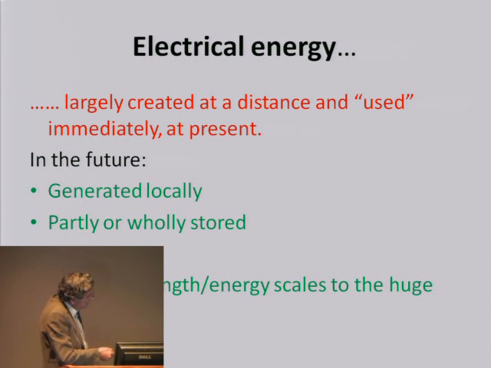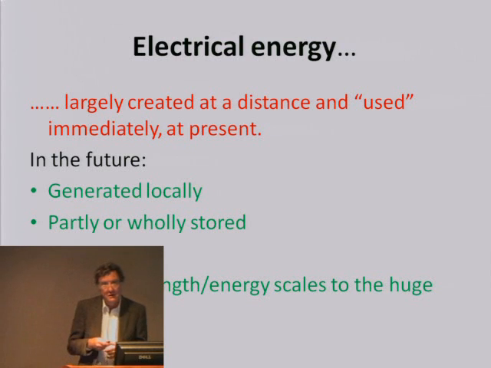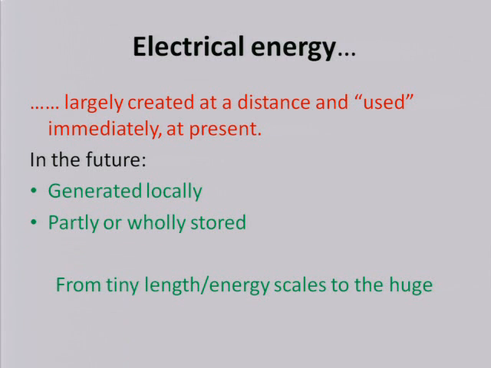So when we think about electrical energy, at present, it's largely created at a distance and used immediately. So we think about the electrons that are flowing through the lights above our heads. They've been generated a tiny fraction of a second ago at some plant which is perhaps thousands of miles away. And that's been the ruling paradigm for electrical generation, distribution, transmission for decades.